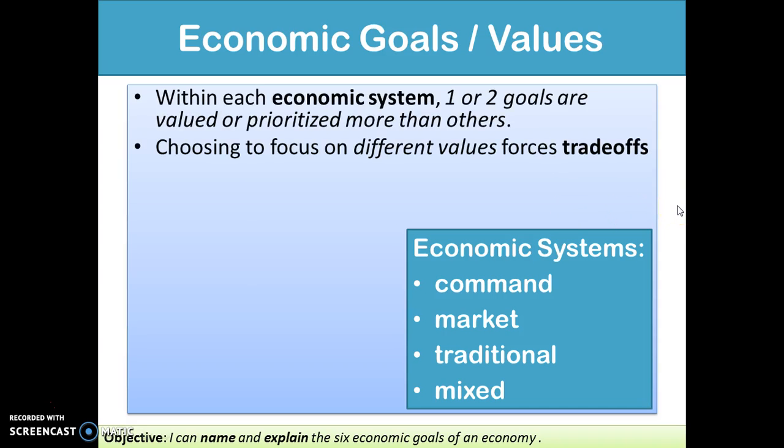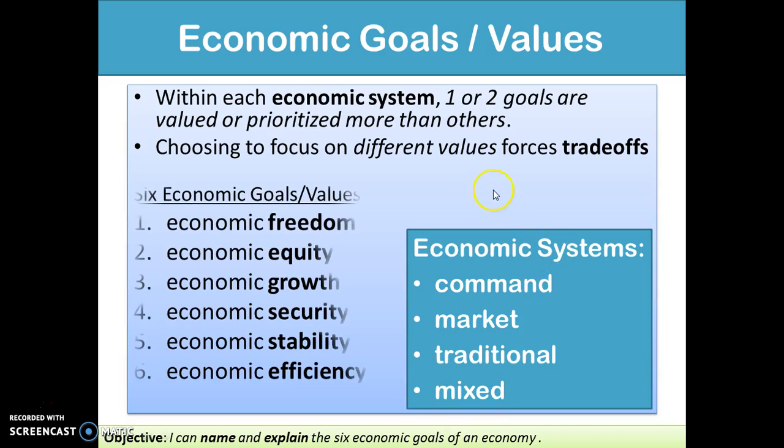And so that brings us to our economic goals and values. Within each economic system, we're always going to focus on or prioritize 1 or 2 goals. That means we have to have trade-offs. We have to sacrifice or give up on a couple of other goals. These are the 4 systems that we'll be looking at, and we have to see how these goals are prioritized and sacrificed within these different economic systems.